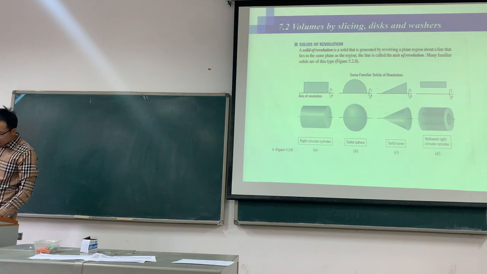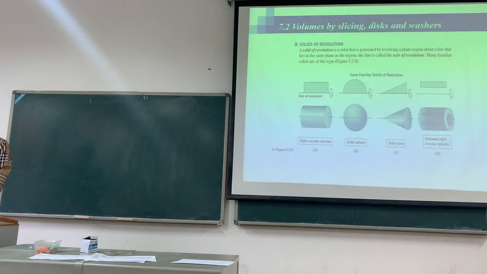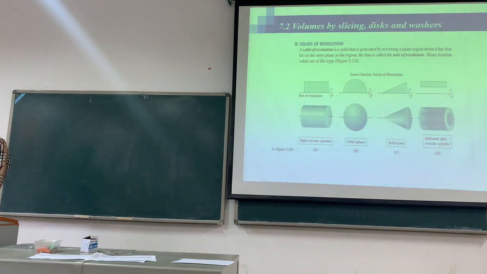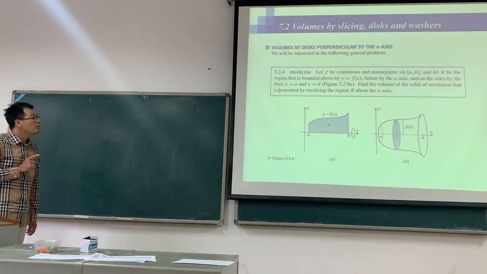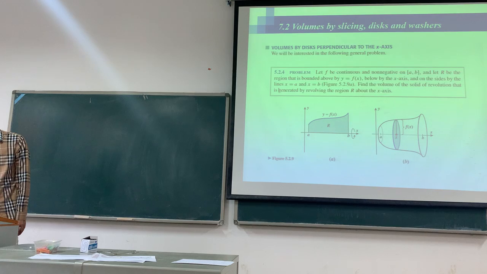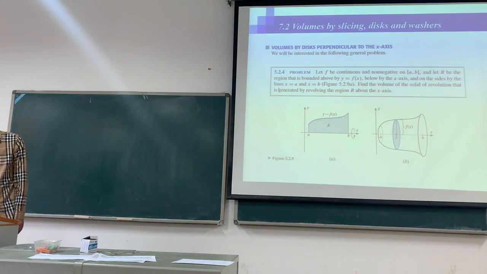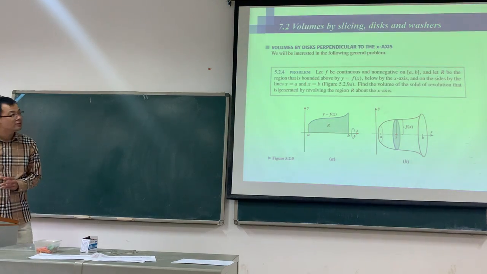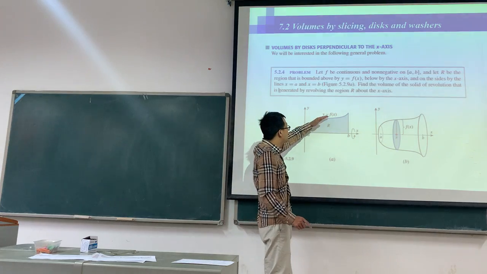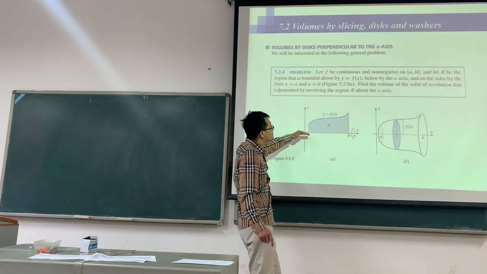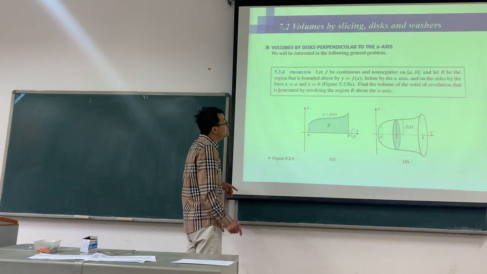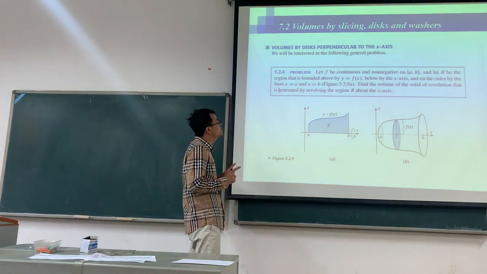By this revolution, now we need to introduce how to compute the volume of the solids of revolution. Let f be a continuous non-negative function on [a, b]. Let R be the region that is bounded above by y equal to f(x), below by the x-axis, and on the sides by the lines x equal to a and x equal to b.